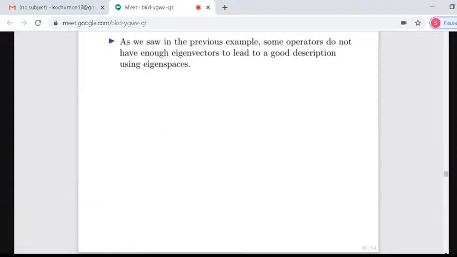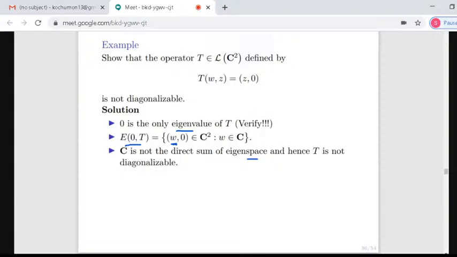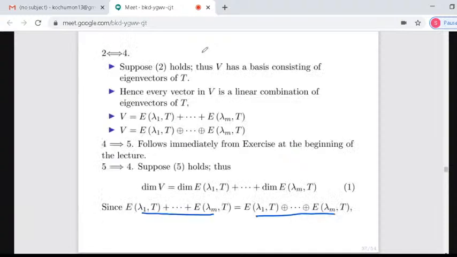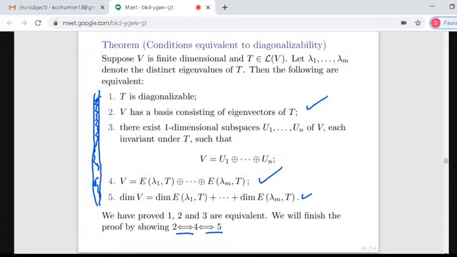So we have seen in the previous example an operator which is not diagonalizable. There are some operators which are not diagonalizable. How do you deal with such operators is the question. As we saw in the previous examples, some operators do not have enough eigenvectors to lead to a good description using eigenspaces. Why did I say enough eigenvectors? Because that is a condition in the theorem. What is the condition? This is the condition, you see.